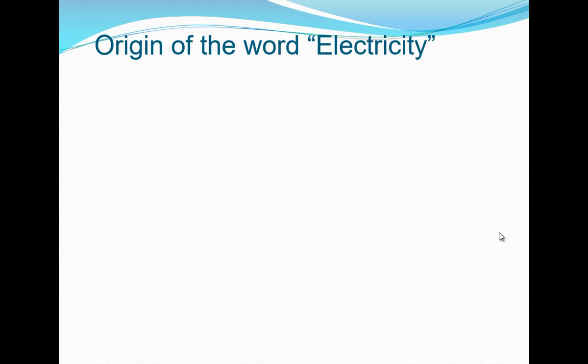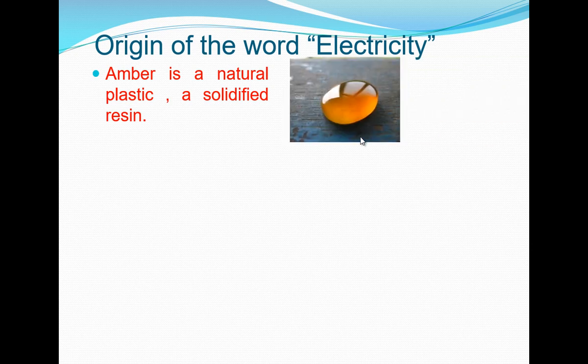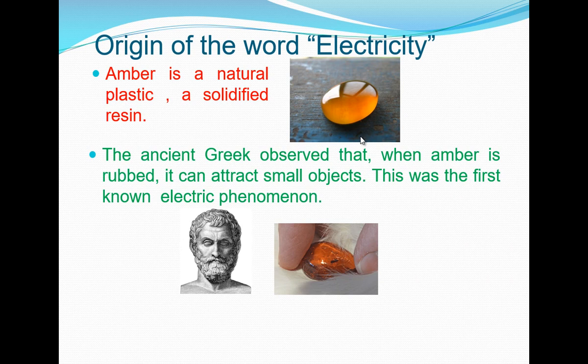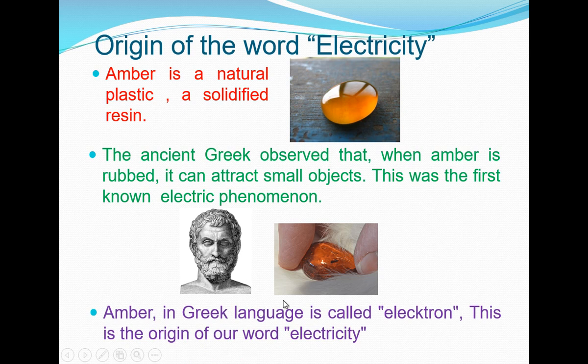What's the origin of the word electricity? Amber is a natural plastic, a solidified resin like this that was already known a lot of centuries ago. So the ancient Greek observed that when amber is rubbed, it can attract small objects. This was the first known electric phenomenon that was known by human beings. Amber, in Greek language, is called electron, and this is why we call it electricity.